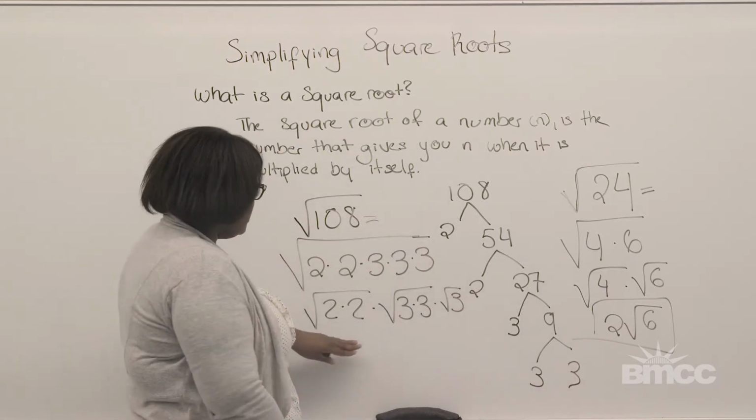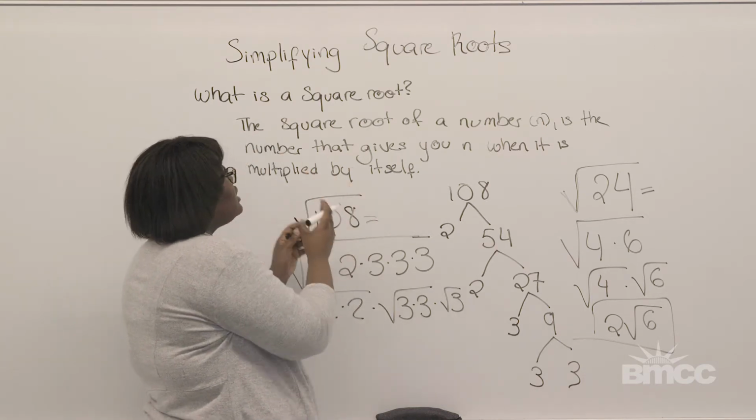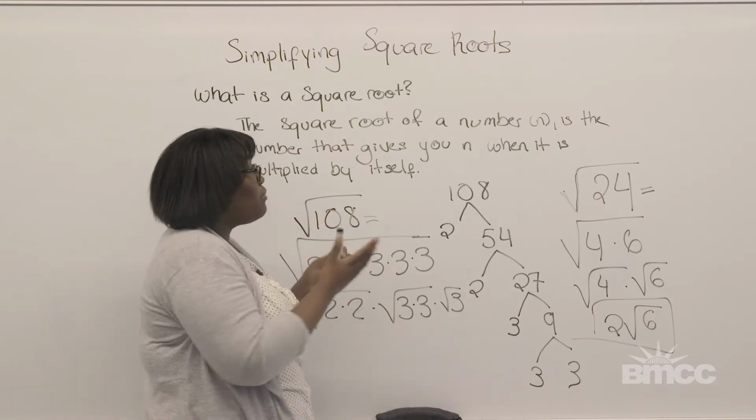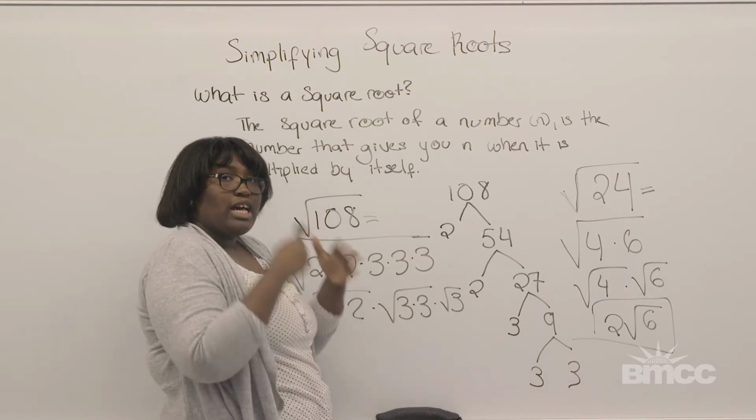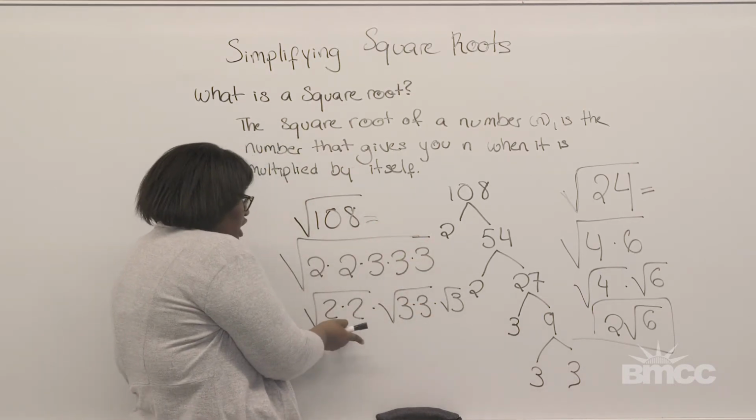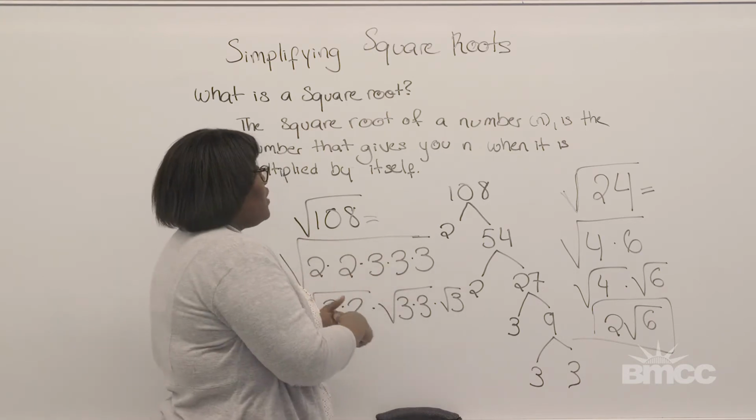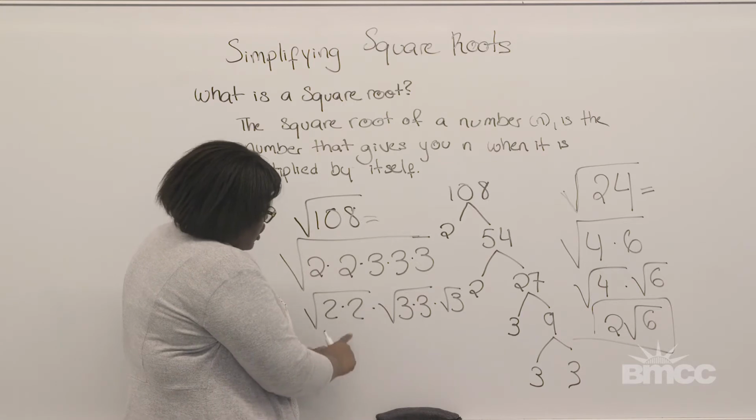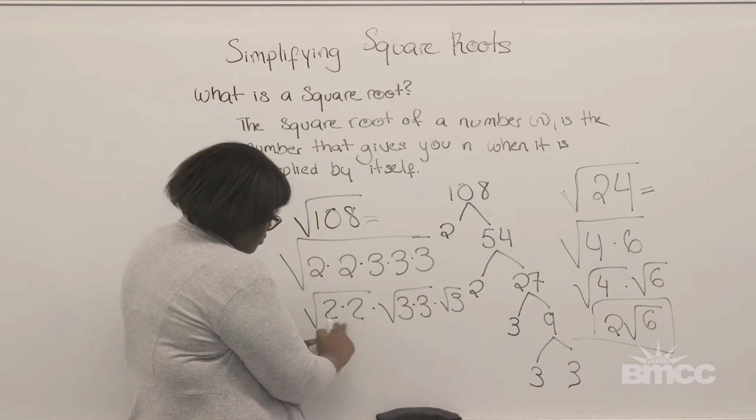Now, the reason why we're using pairs is if we go back to the definition, it said that the square root of a number is the number that gives you n when it's multiplied by itself. So 2 times 2, as you can see here, if you did the math, that would be 4. And the square root of that would be 2. So we're using the pairs just so that we know that 2 will be our answer here.